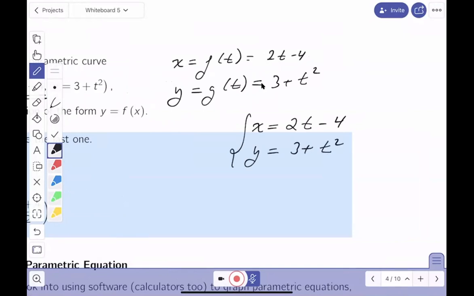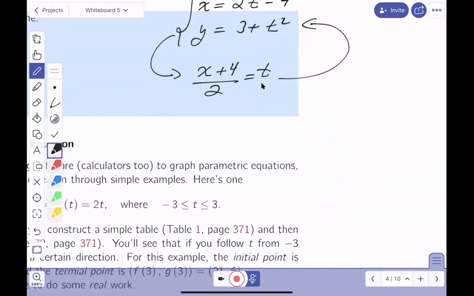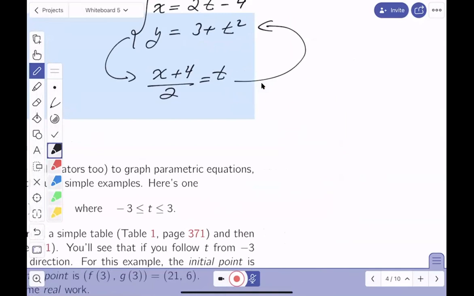I want to eliminate the parameter because parameters are unfamiliar to me. Which equation is easy to solve for t? That first equation. So what do you get? X plus 4 over 2 is equal to t. And then I pop it in here. And I want to tell you what we get. Hopefully something familiar, by the way. Not always, by the way. You get y equals 3 plus t squared. What's t? X plus 4 over 2 squared.